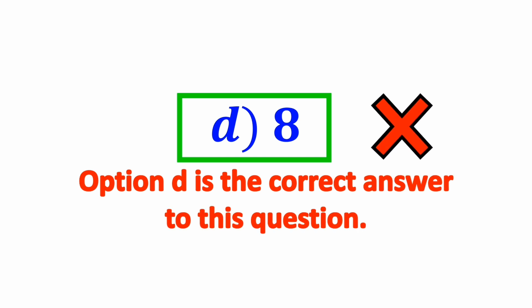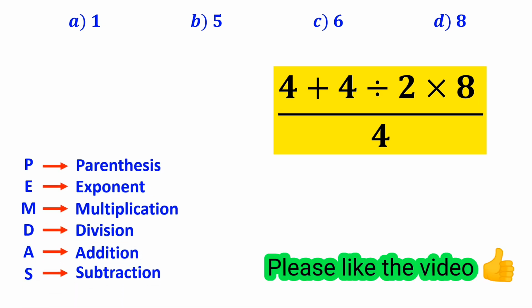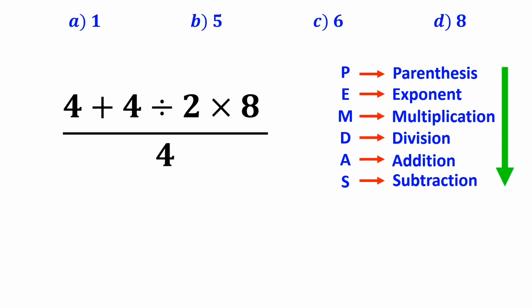But it's absolutely wrong. Now let me walk you through step by step how to solve this question. To solve this expression, we must strictly follow the steps outlined by the PEMDAS rule. It means that we need to carry out all the operations from top to bottom in order. Alright, as you can see in the image, in the numerator of this fraction we have an addition sign, then a division, and then a multiplication.